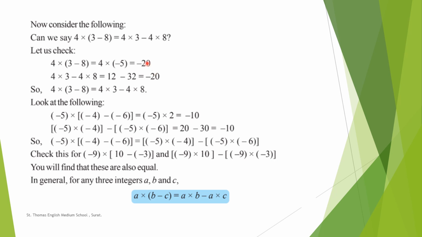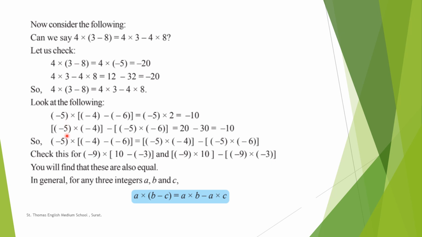So what do you observe here? Both answers are the same. So 4 multiplied by (3 minus 8) is the same as 4 multiplied by 3 minus 4 multiplied by 8. Then one more example is given here, you can go through it. So what do you observe here? Both answers are the same. So in the case of subtraction also, the distributive property of multiplication over subtraction is true.